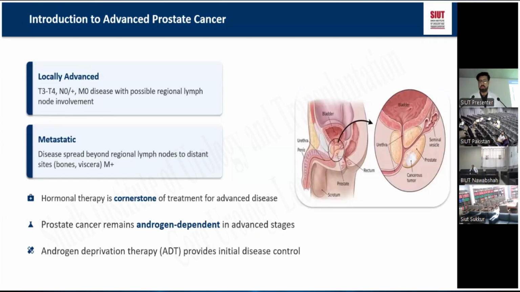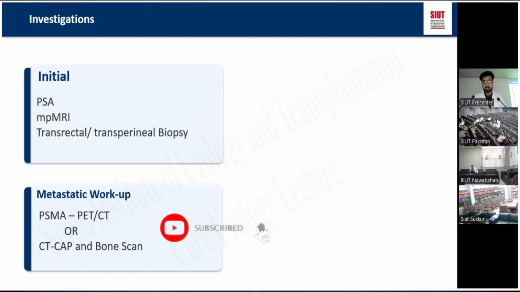Hormonal therapy is the cornerstone treatment of advanced disease because prostate cancer remains androgen dependent in advanced stages. And androgen deprivation therapy is the cornerstone of the treatment.